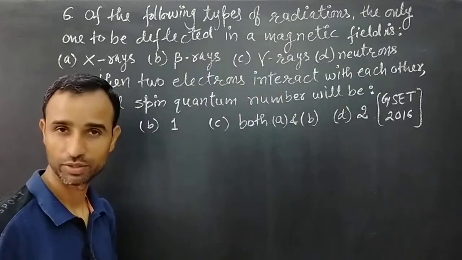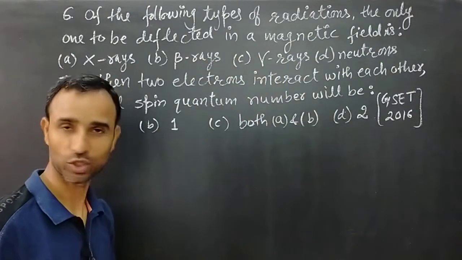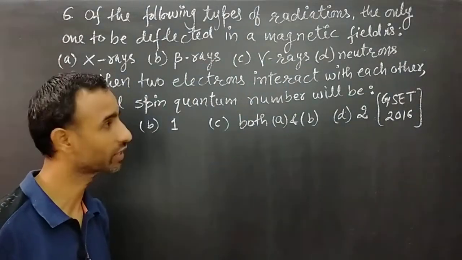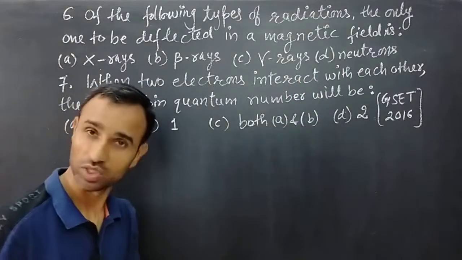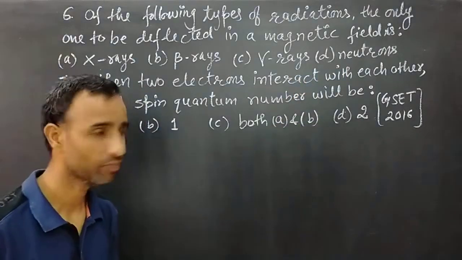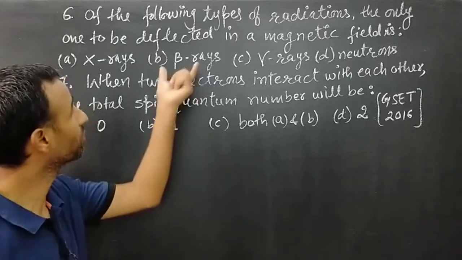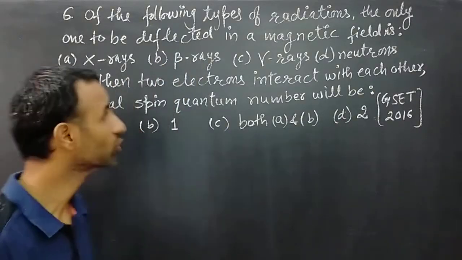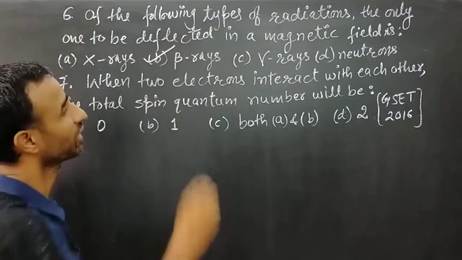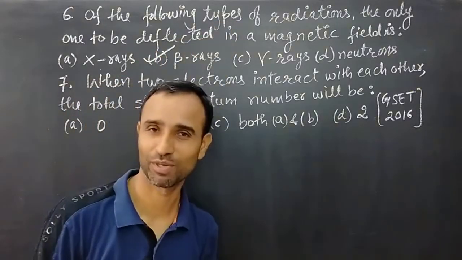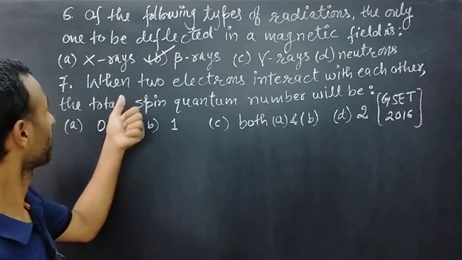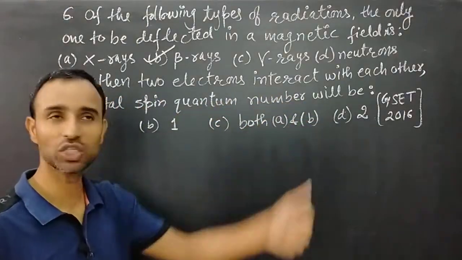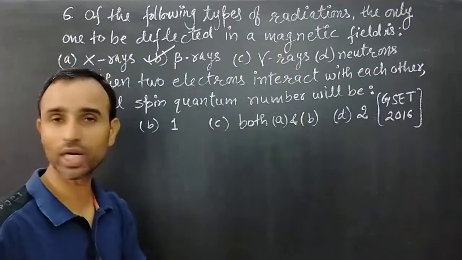Gamma rays, again electromagnetic radiations, are not deflected. Neutrons, uncharged particles, have only mass. But beta rays are a beam of fast moving electrons. So beta rays are deflected by the magnetic field. So simple, right? Now when two electrons interact with each other, the total spin quantum number will be.